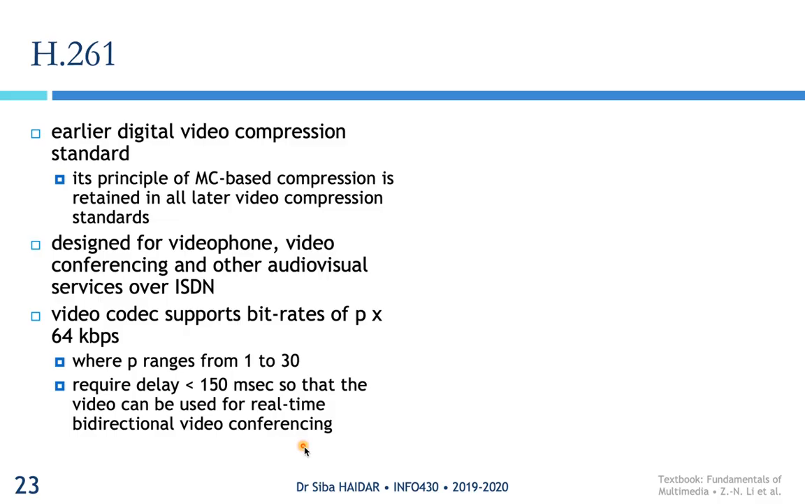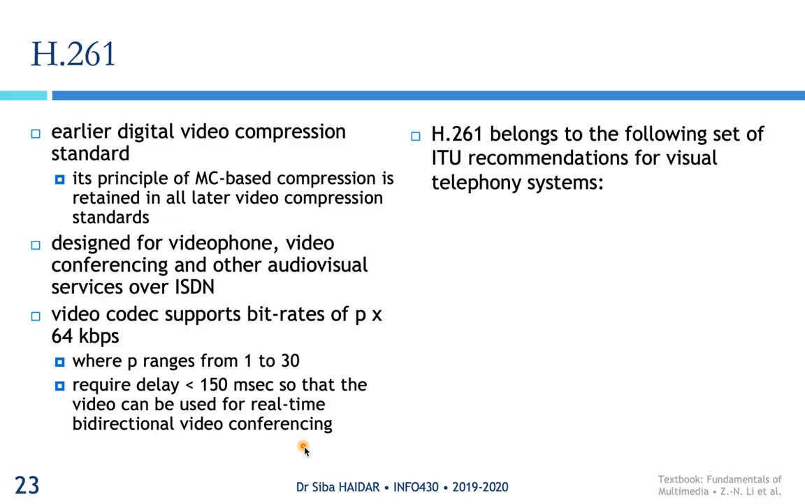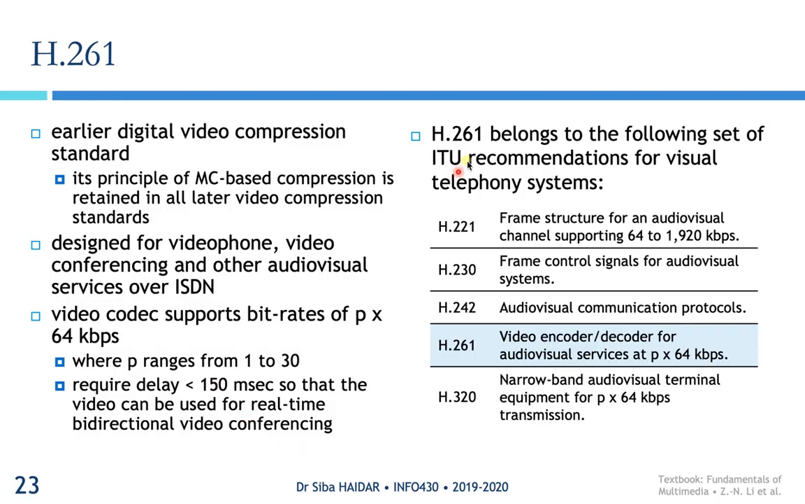You have to see your partner, and your partner must be able to see you. So this is bidirectional video conferencing. There is coding and decoding from both directions. The H.261 is a standard that belongs to the family of the ITU recommendations. Now you know that H.261 was released by ITU, but it is not an orphan standard. There were other standards, for example H.221, H.230, H.242, each one for a certain purpose.